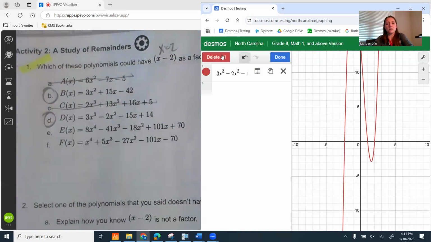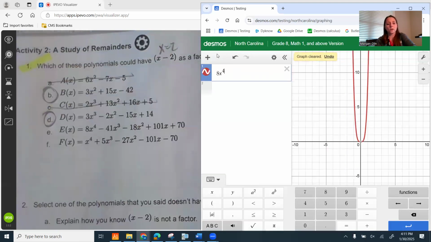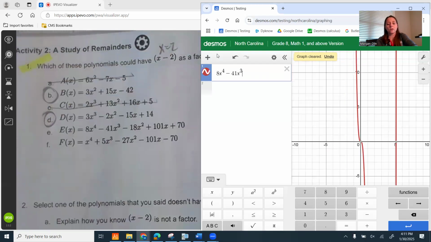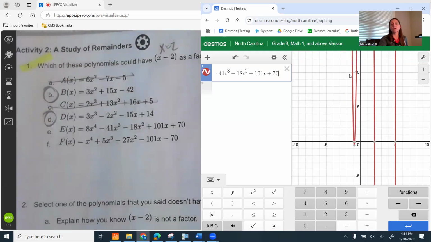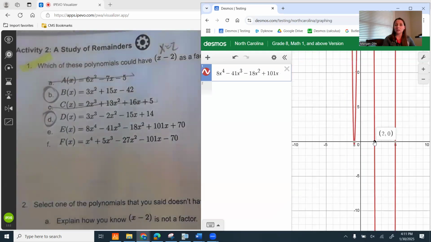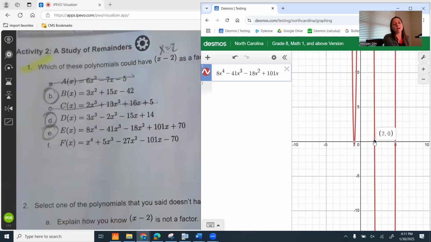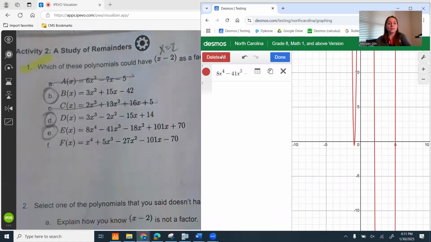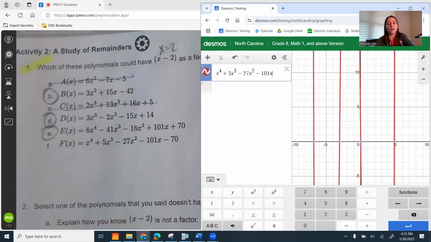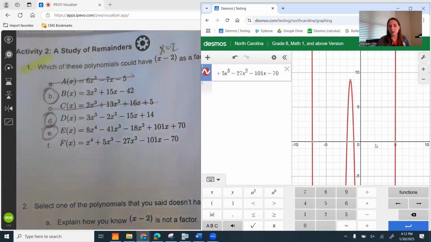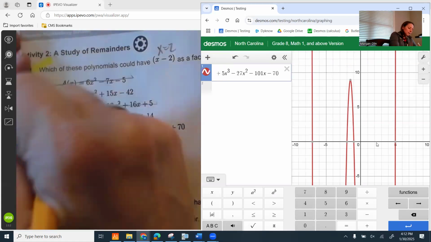I'm going to put in E: 8x to the 4th minus 41x to the 3rd minus 18x squared plus 101x plus 70. Now remember, on the EOC, you're not going to have a teacher to help you and tell you what to do on the calculator, so make sure you're trying to use them. 2 is a root, so x minus 2 is a factor. And lastly, x to the 4th plus 5x to the 3rd minus 27x squared minus 101x minus 70. Nope, not hitting at 2, so that's not a root.